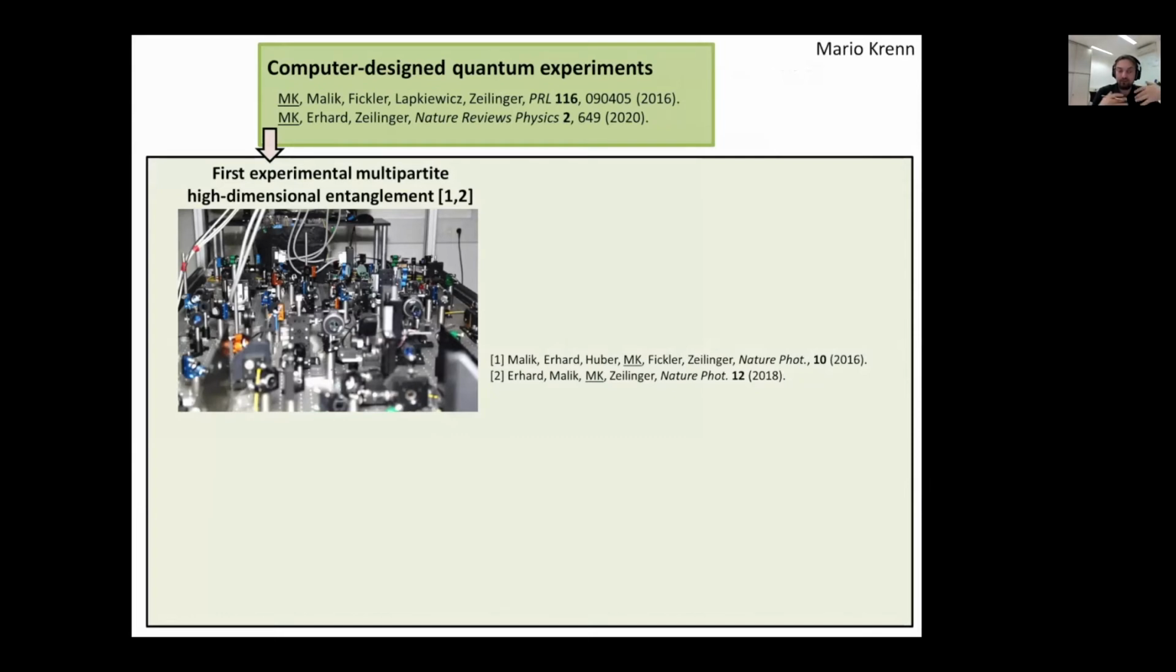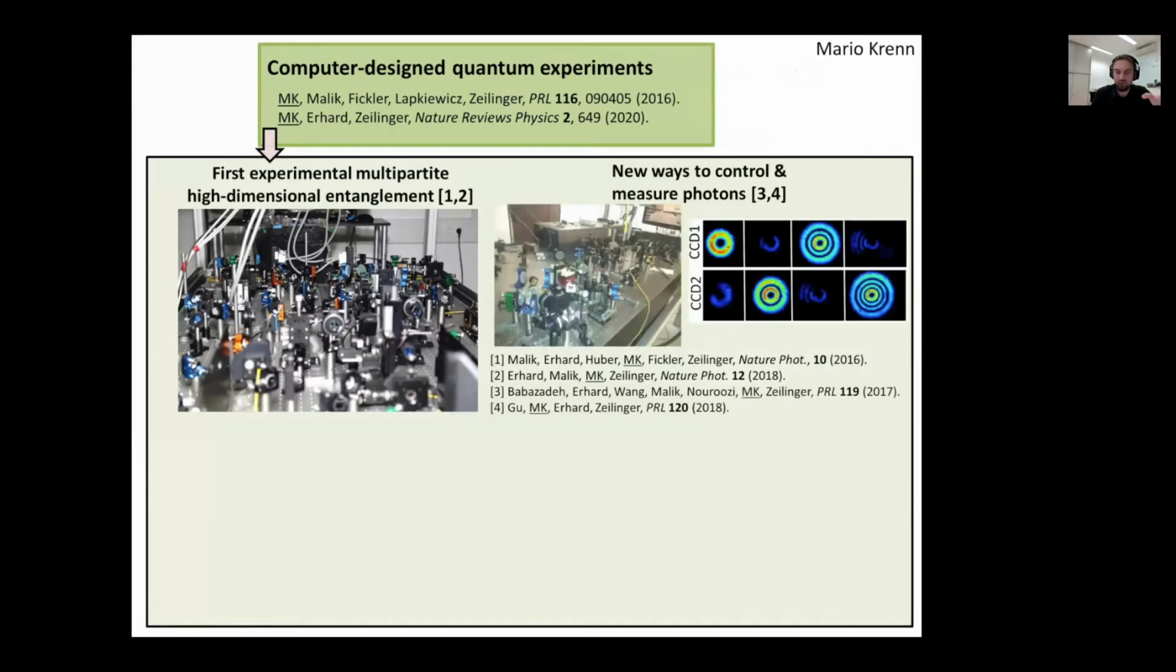So over the next few years, we used variations of these algorithms to design other quantum systems and techniques that we were not able to find by ourselves. For example, we found an entirely new way to measure photons with complex spatial structures. And this has important consequences for quantum communication, but especially also for classical communication. So that's a technique that can also be used in classical communication techniques.